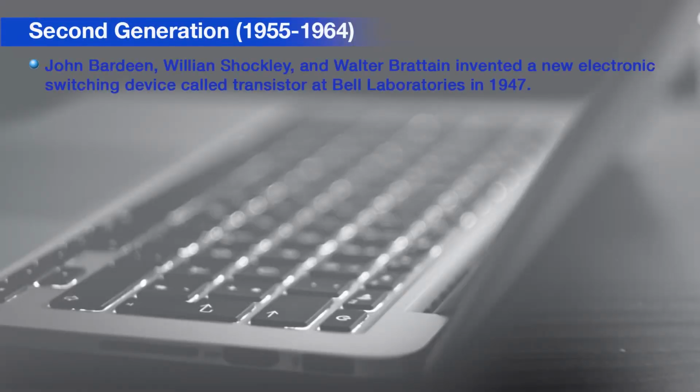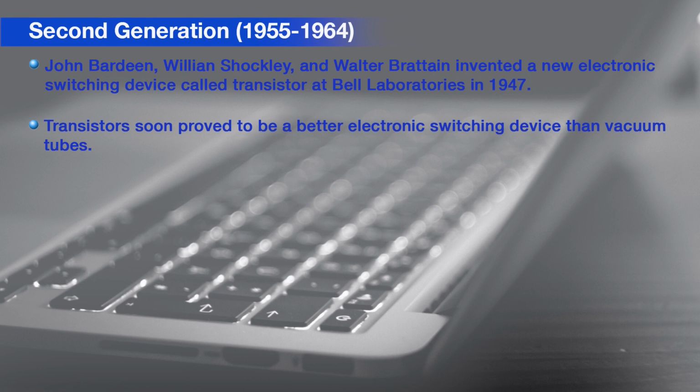Now coming to the second generation, where transistors, memories, and input-output processors are the main technologies. Here batch processing is performed and you could enter the data in high level language. John Bardeen, William Shockley and Walter Brattain invented a new electronic switching device called the transistor at Bell Laboratories in 1947. Transistors soon proved to be a better electronic switching device than vacuum tubes.